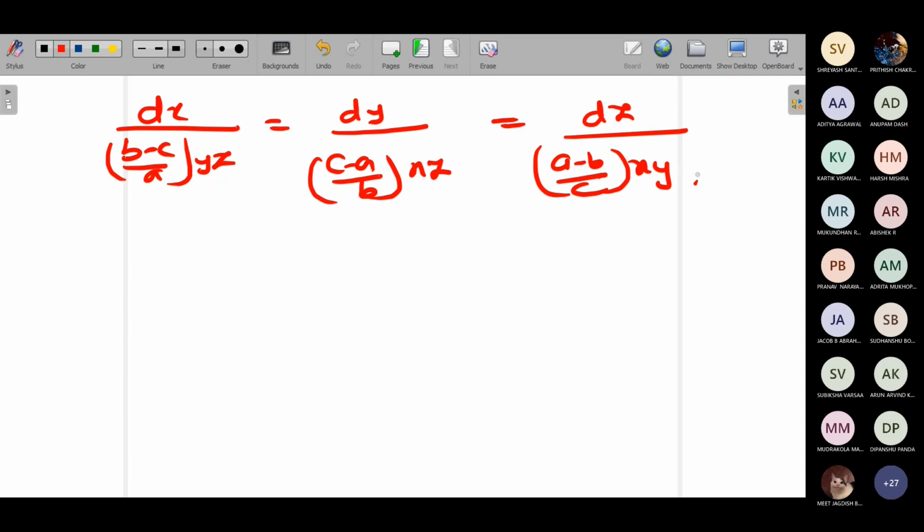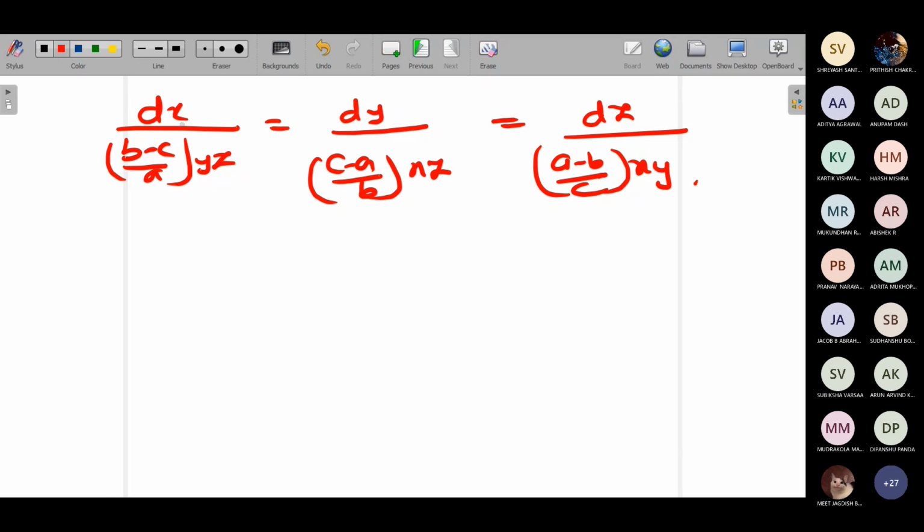See, if you take the first two ratios, you can cancel that and do it, or you can even use multipliers. Either way you can do. Suppose you are using multipliers for this problem. Can anyone tell me what will be the first multiplier? What can be the first multipliers?